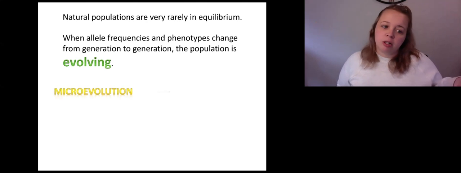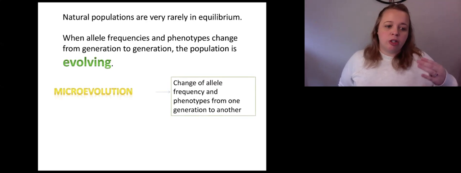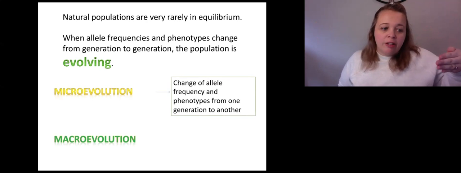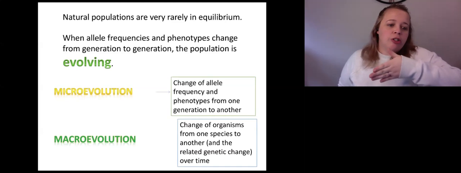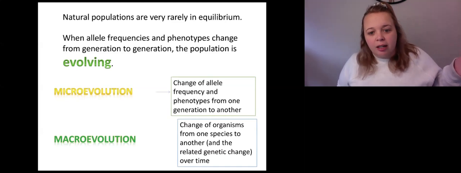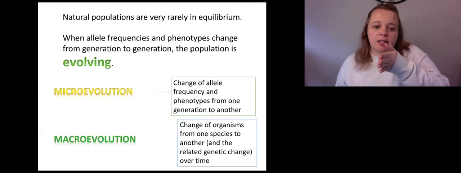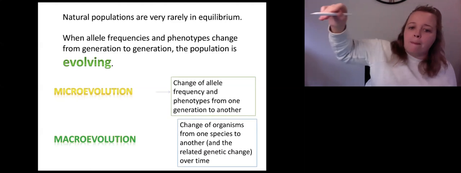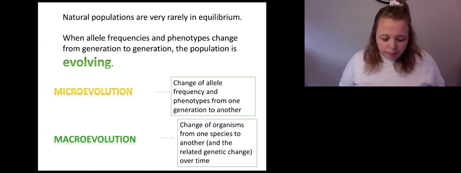So there's two different types. You can have microevolution, which is the change from one generation to the next. And then you get macroevolution, which is what we most commonly discuss when we talk about evolution. And this is the change of organisms from one species to another. So this is a lot bigger time scale.